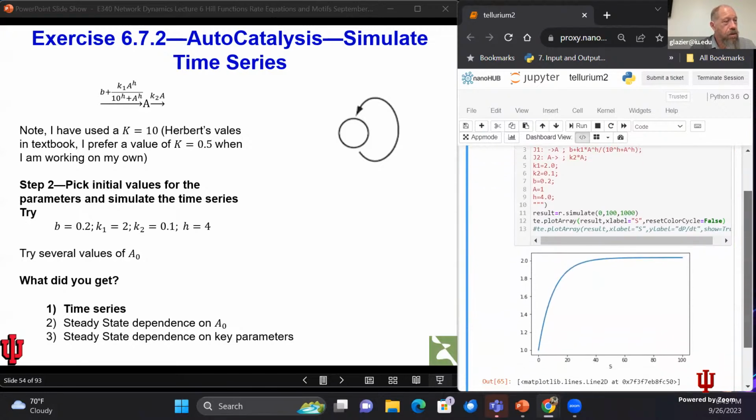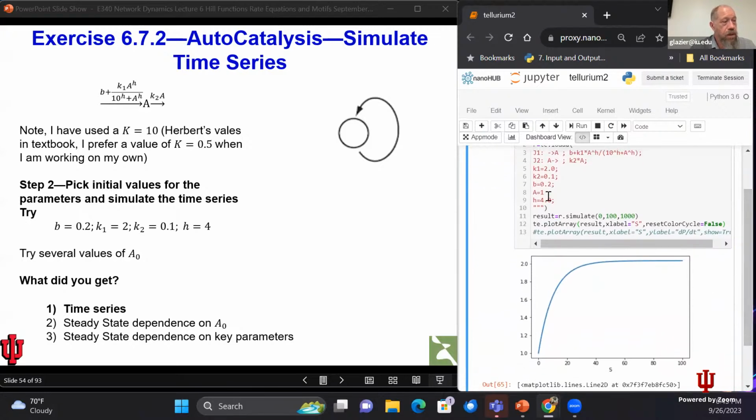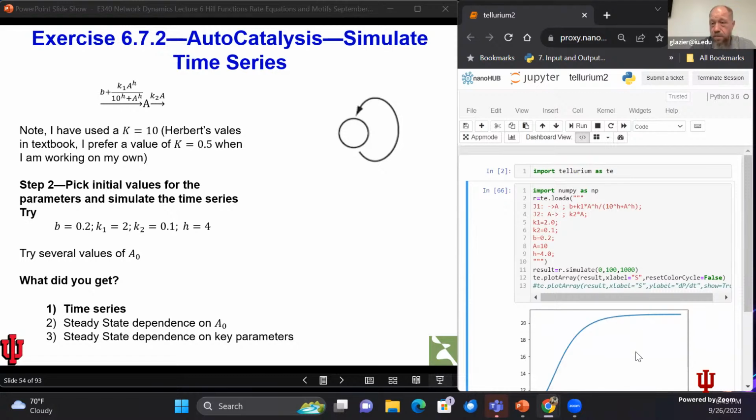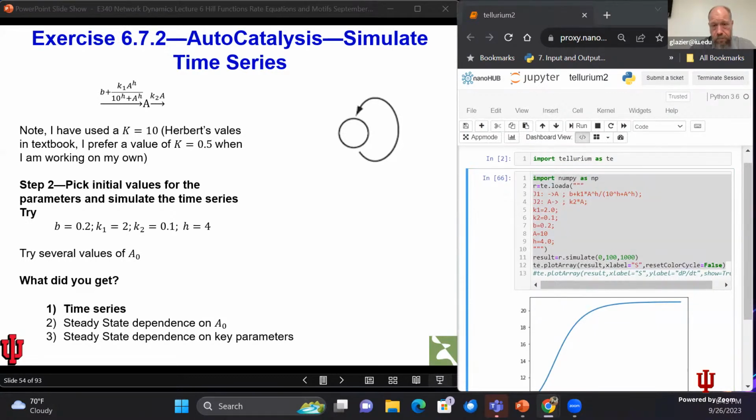I get something that looks like that. If I start with A equals 1, it goes up and it saturates at 2. If I start at A equals 10, it goes up to 20. And now I'd like you to write this where you change the initial value of A and run it for lots of different values of A.